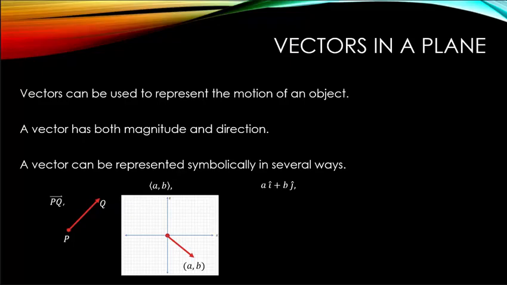Another notation for it will be a i-hat plus b j-hat. Sometimes they'll just say a i plus b j. i or i-hat represents what we call a unit vector, a vector of unit length 1 in the horizontal direction, and j or j-hat, a vector of unit length 1 in the vertical direction.